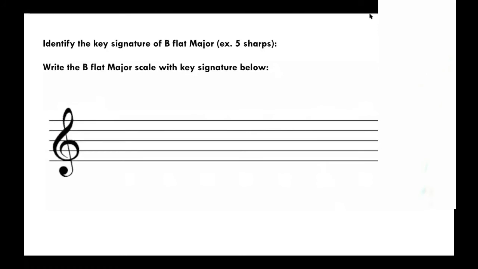Okay, I'll do this one. So next we'll identify the key signature of B flat major. So example would be to say 5 sharps or 5 flats. And then you're going to do the same thing, write the major scale with a key signature and then a 1 octave scale going up. And then say done in the chat or do a thumbs up when you're done.